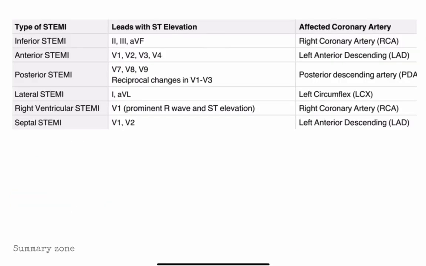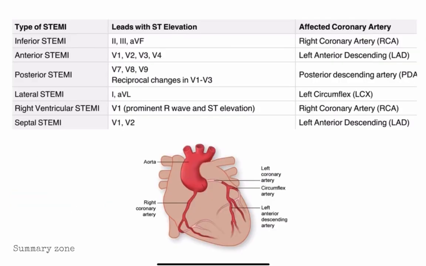We can also use the ECG to localize the infarction. Inferior MI, ST elevation in leads 2, 3, and AVF. This territory is supplied by the right coronary artery in 80% of people. Anterior MI, ST elevation in leads V1 to V4. This is the territory of the left anterior descending artery, LAD. Lateral MI, ST elevation in leads I, AVL, V5, and V6. This is supplied by the left circumflex artery, LCX.